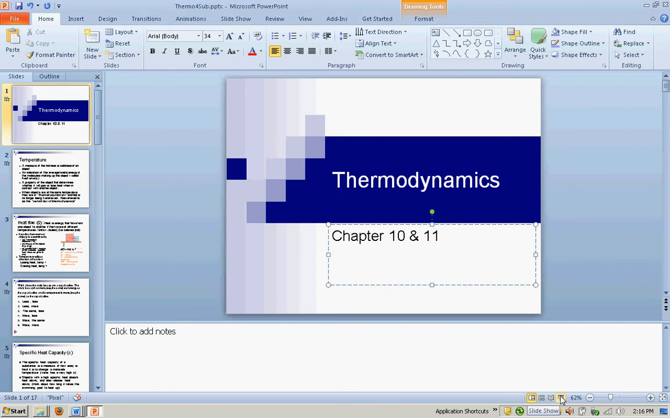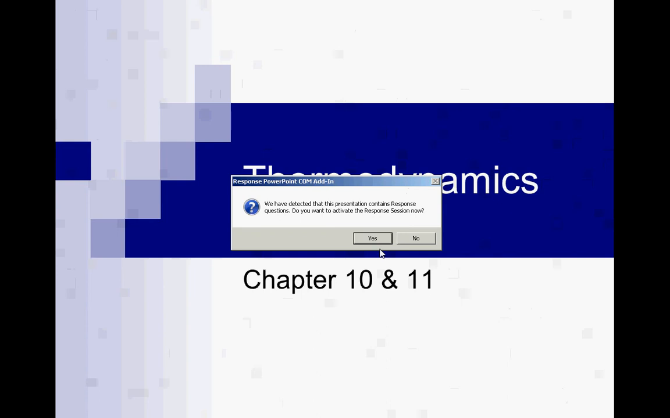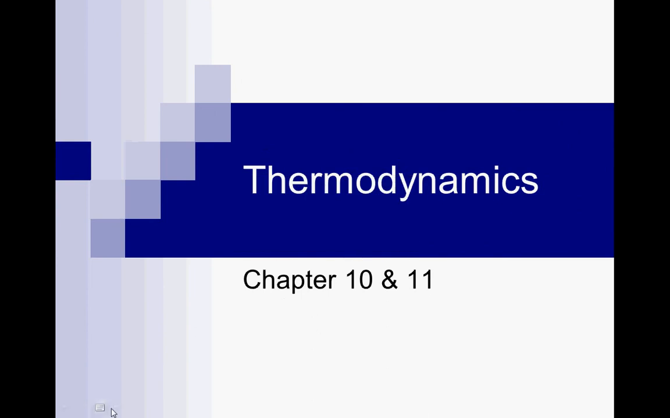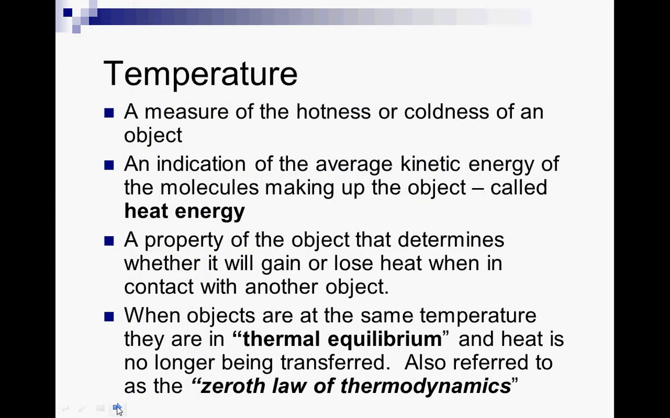Okay, this is Thermodynamics, Chapter 10, and a few sections of Chapter 11. So let's start with defining temperature. We all know that temperature is a measure of how hot or how cold something is, but what I want you to realize is temperature is a measure of the average kinetic energy of the molecules that make up the object. That's called the heat energy.